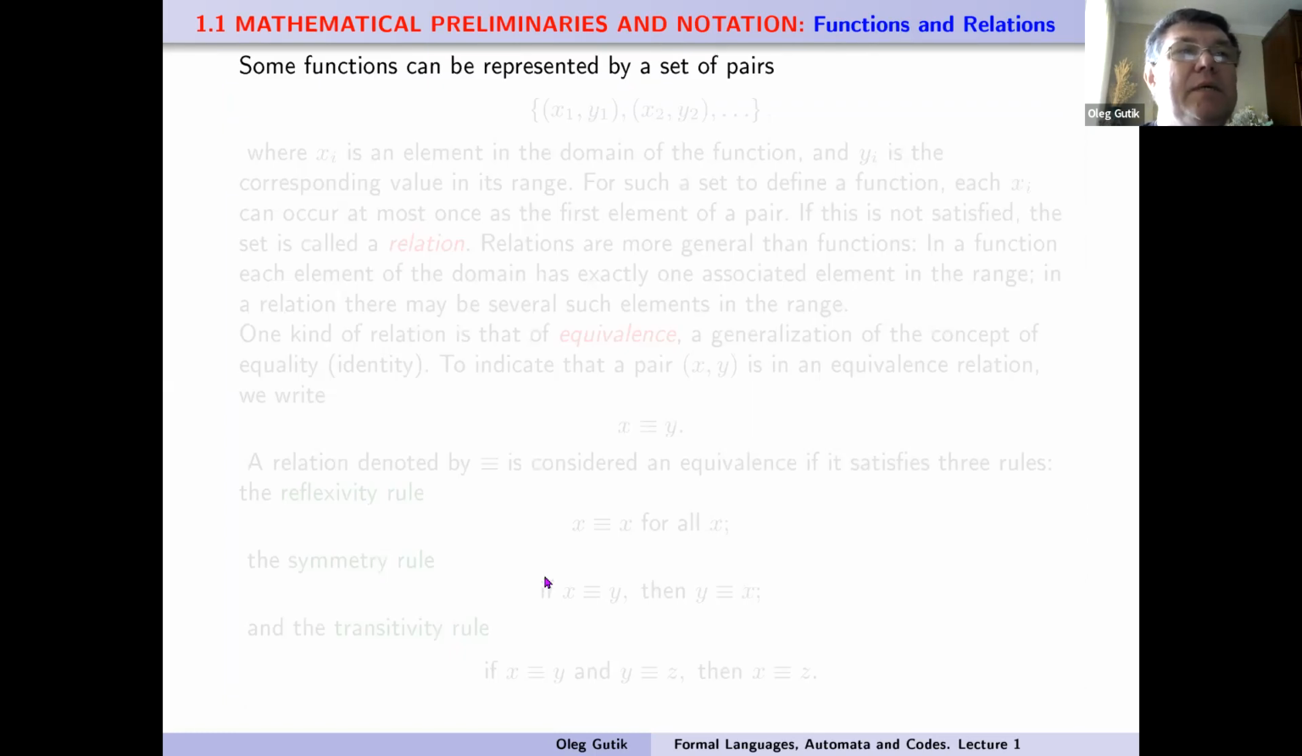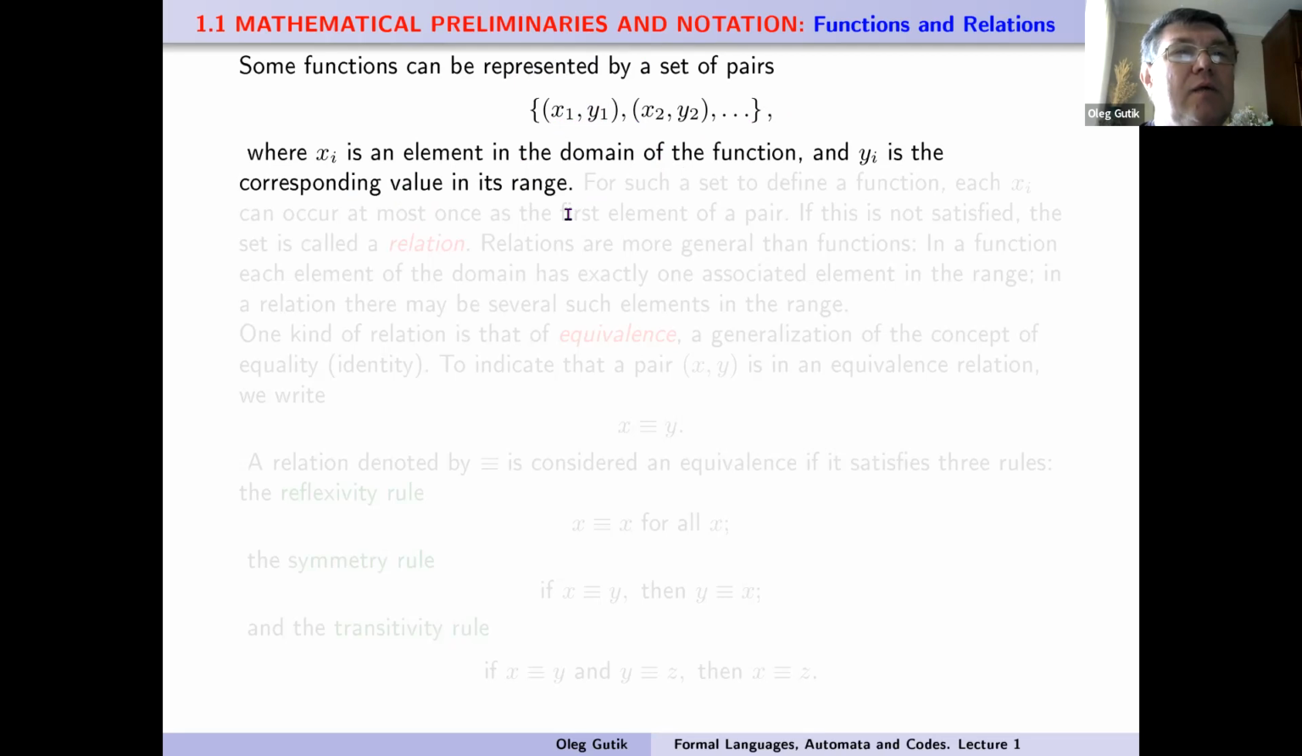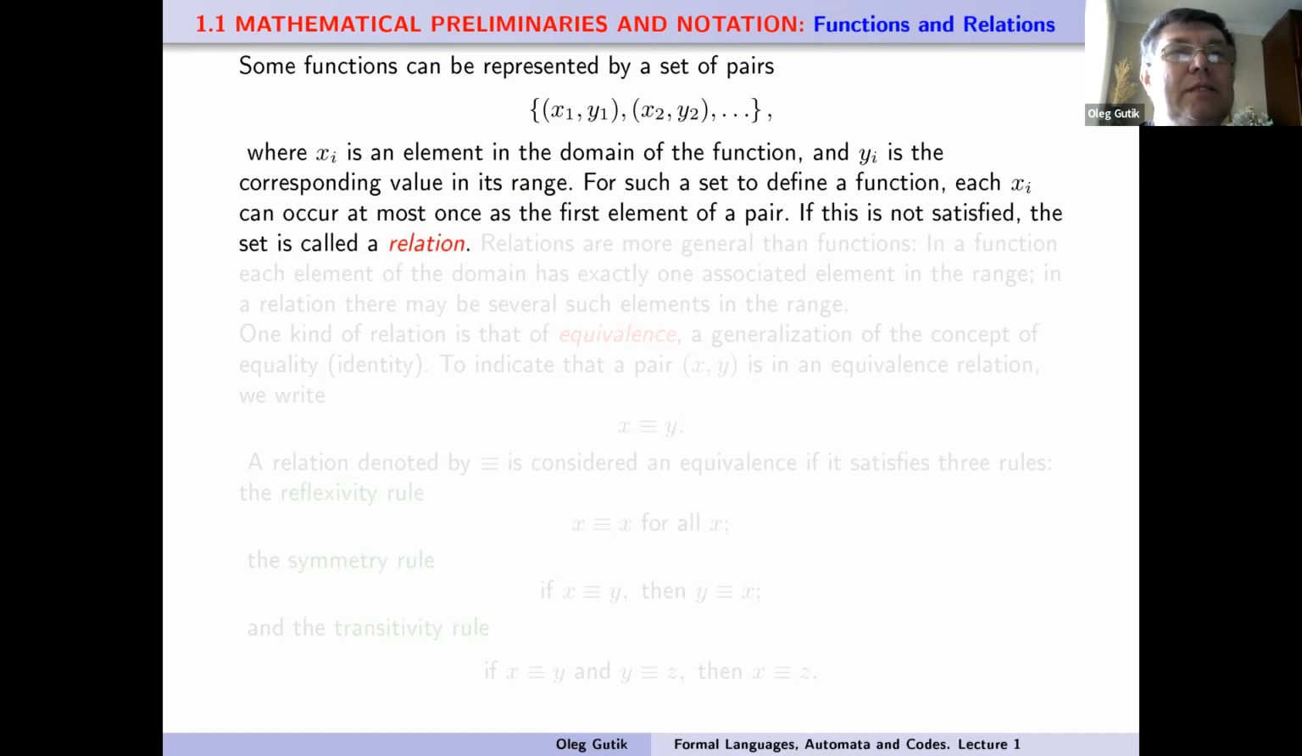A function can be represented by a set of pairs in the following way: (x1, y1), (x2, y2), and so on, where xi is an element of the domain of the function, and yi is a corresponding value in its range. For such a set to define a function, each x can occur at most once as the first element of a pair. If this is not satisfied, the set is called a relation.